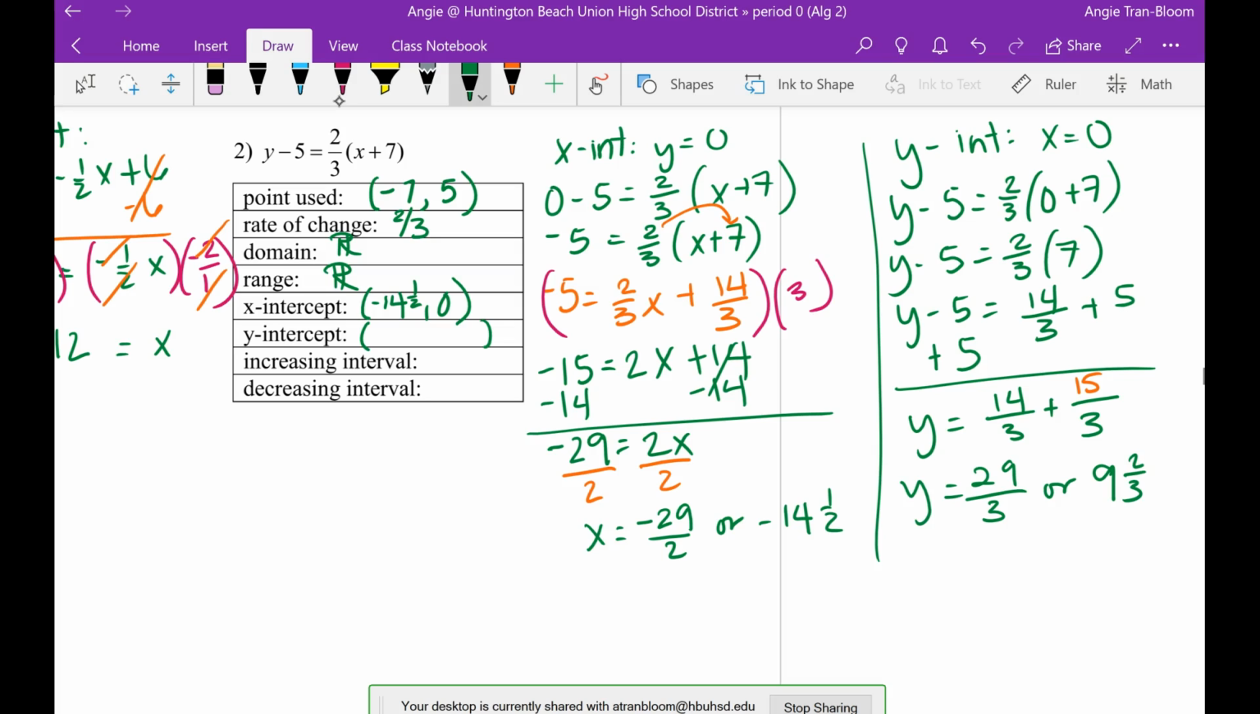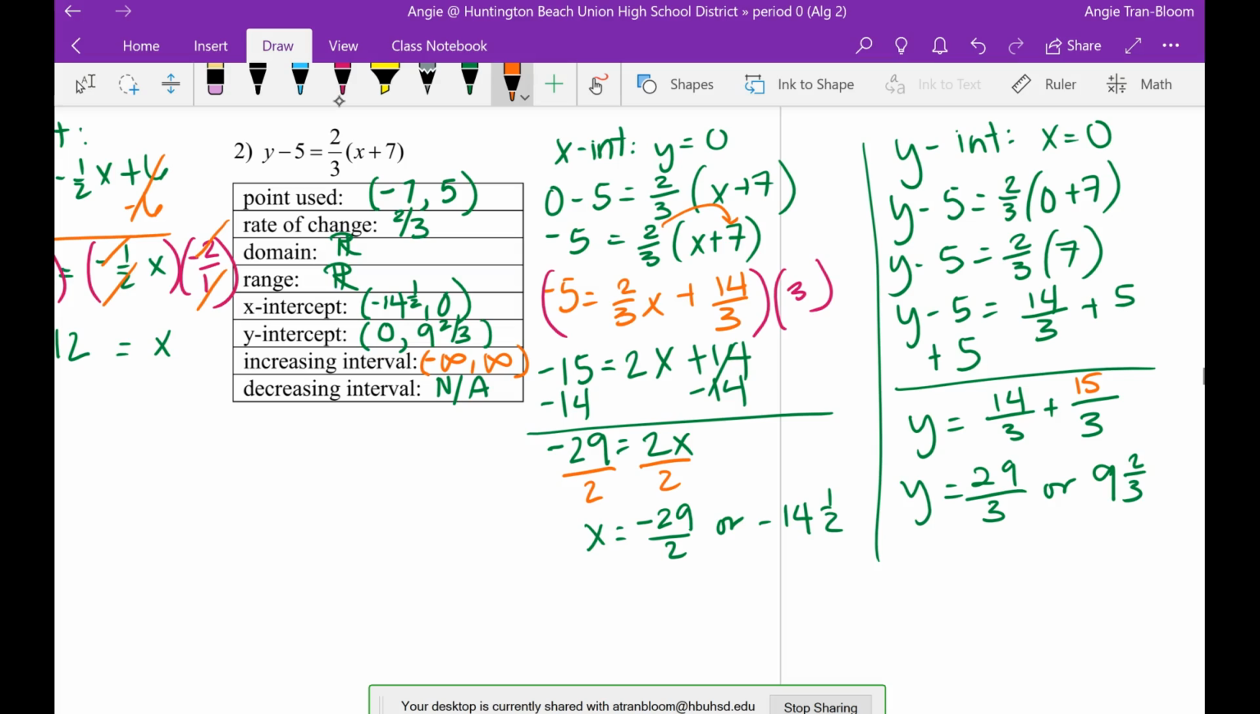How would you write it as an ordered pair in the y-intercept box? 0, comma, 9 and 2 thirds. Now, for increase and decrease, it's going to be more helpful if you have a graph. Look back at your graph. As your pencil is going to the right, what's happening to the y value? So decreasing, what should we write in that box right away? NA. So what should we write in the increasing box? From, we always start with a smaller number, from negative infinity all the way to positive infinity.